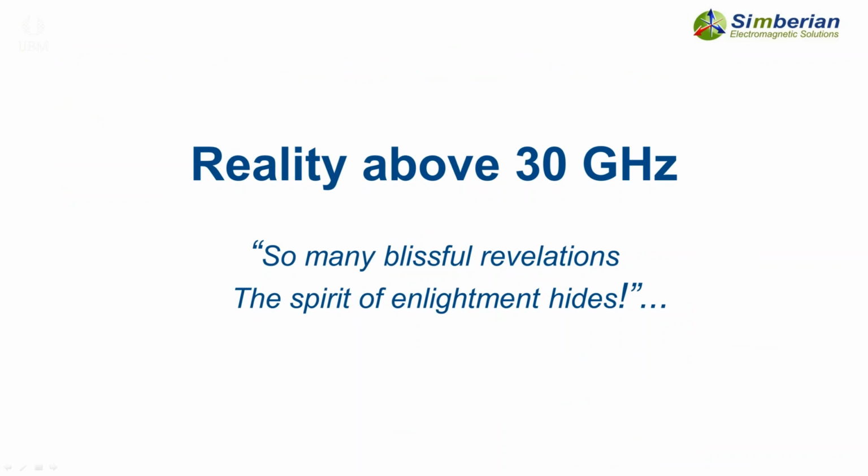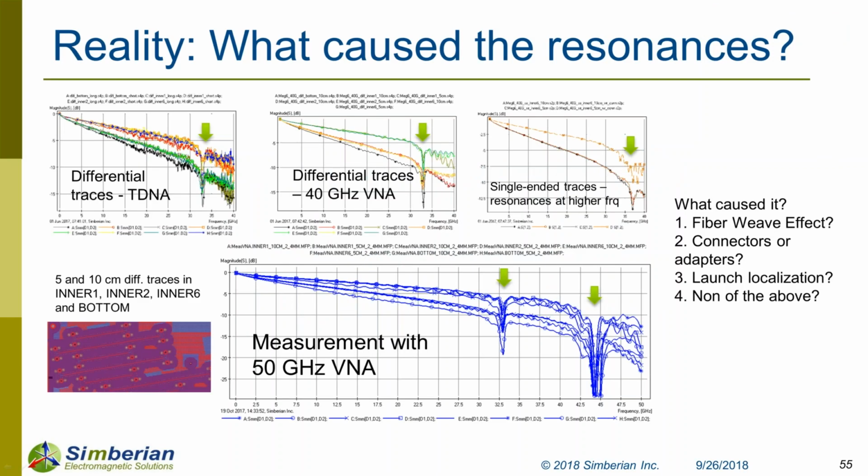So, what happened above 30 gigahertz? Actually, this is really interesting. It was a little bit outside of how to make predictable interconnect. On the other side, it's one of the things that were not predictable, not expected. This is the first measurement Marco did with TDNA, and immediately we noticed those notches right here. Again, on the 40 gigahertz VNA, the same thing. Same thing on single-ended traces on 40 gigahertz.